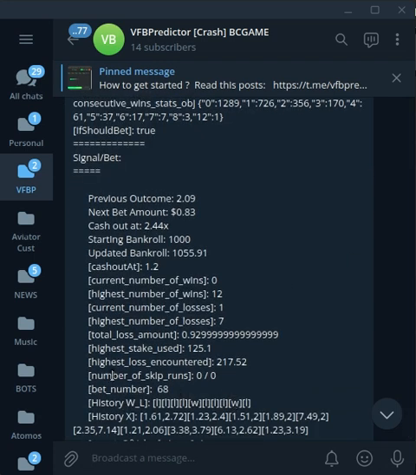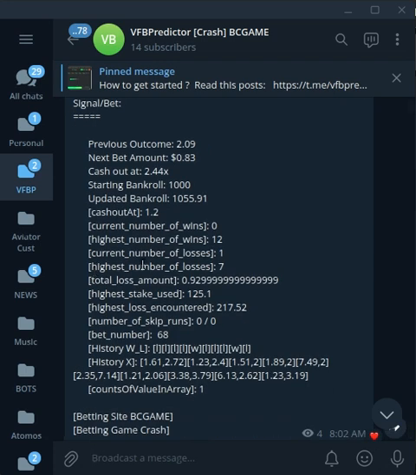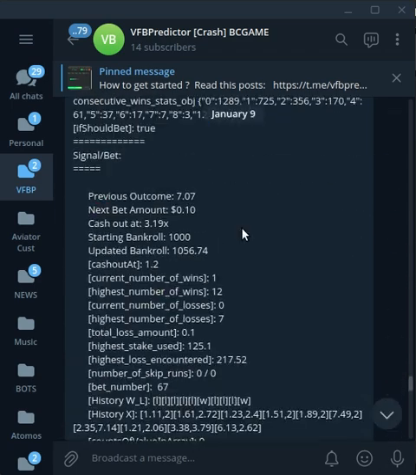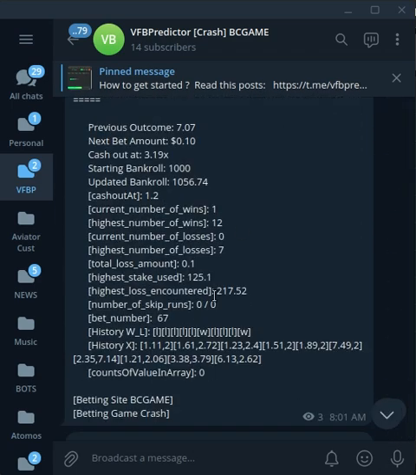We can see here we had the highest loss encountered. We can check here and see the highest number of losses was 7, highest number of wins was 12, highest loss encountered was 217.52, right? And so far the profit that was made was 55.91, right? So basically you can scroll up and down and check the statistics of this simulated bet.